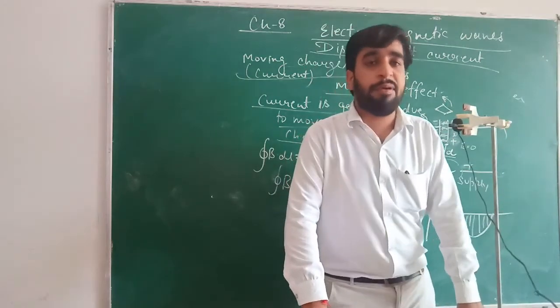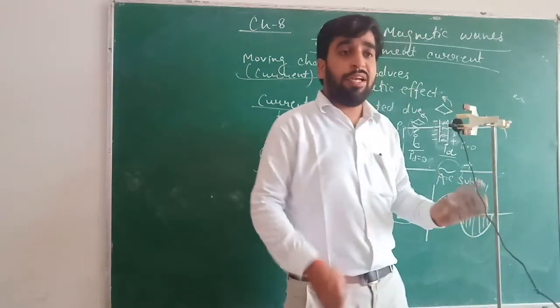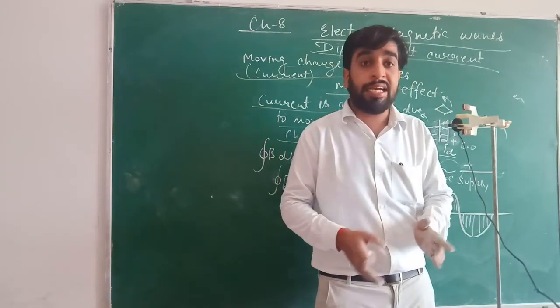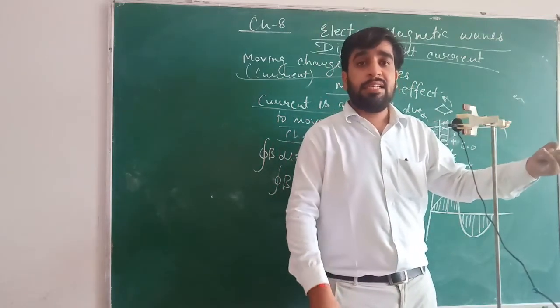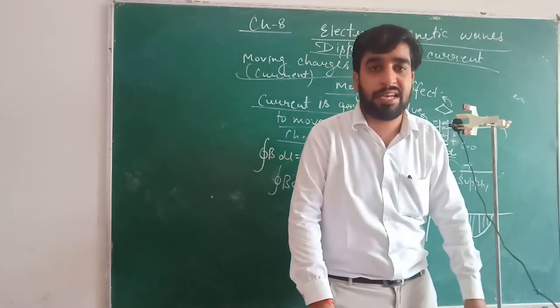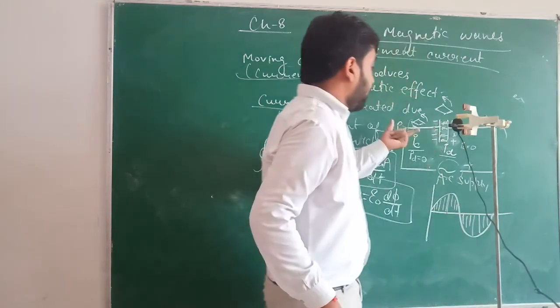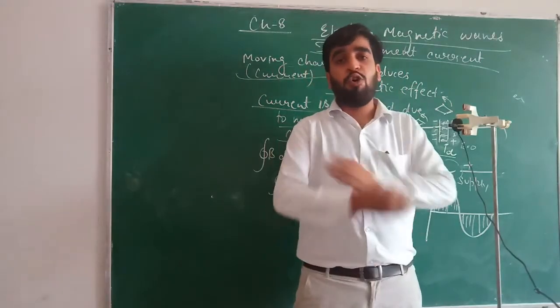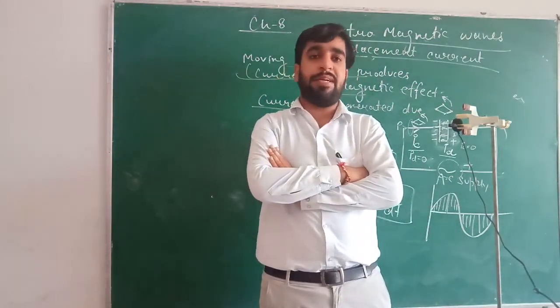So whenever there is variation in the electric field, it will induce a current, it will produce a current, and because this current is generated by an alternative method to what we have studied in our previous classes, that's why it is known as displacement current. I hope you understood this phenomenon of displacement current.